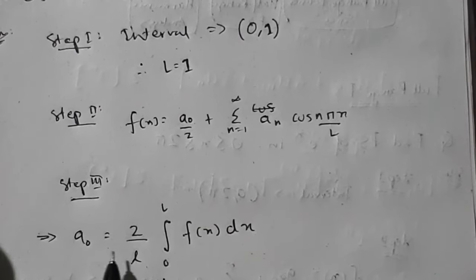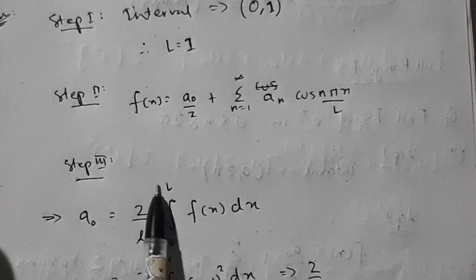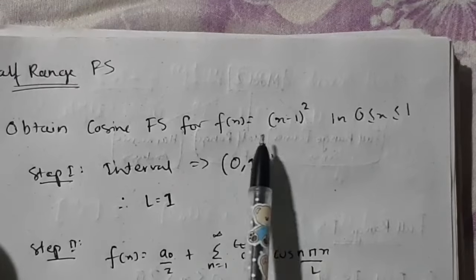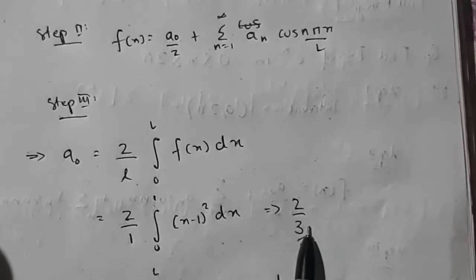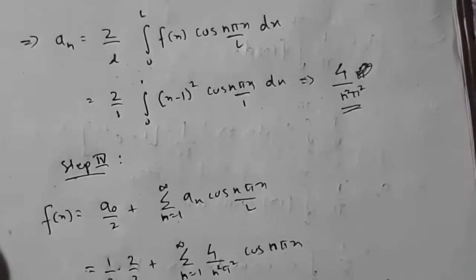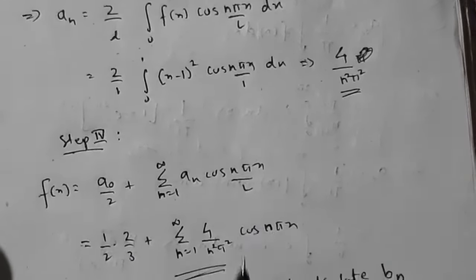So the a naught formula is this one. It will be the same for all the questions: 2 by L, 0 to L. For half range it will always start from 0. Okay, 0 to L, f of x. What is f of x? They have given in the question, x minus 1 whole square. Substitute that x minus 1 whole square and find a naught. When you get a naught, similarly find an also. We need not find bn. And after finding those, substitute both here, a naught by 2 plus the sum in this equation, and you will have that final answer.